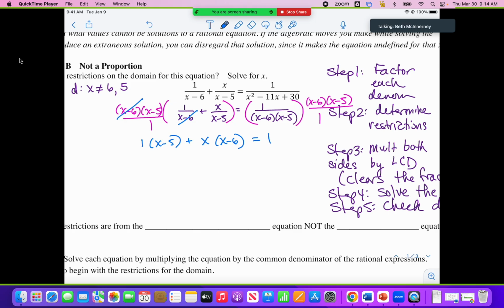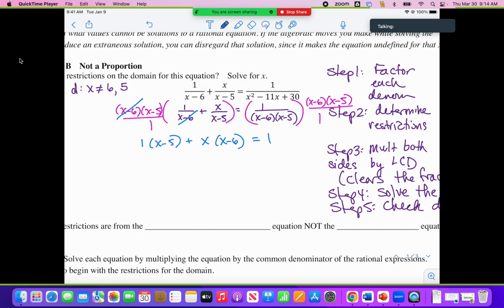Okay, do you see that? So that's where I'm getting the x minus 5, and then I'm getting the x times the x minus 6. Does that make sense? I'm taking that LCD times both fractions. Is that cleared up? Yeah. Okay. All right, so go ahead and solve that one.